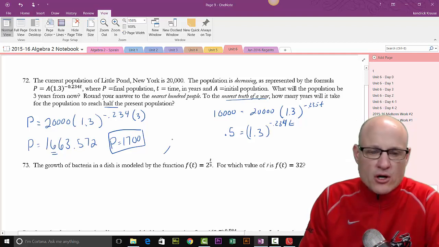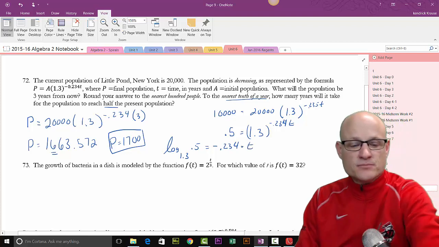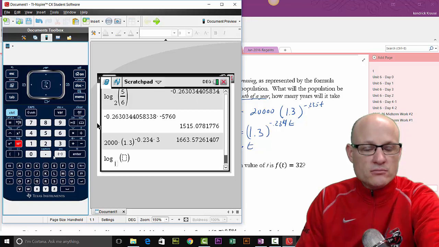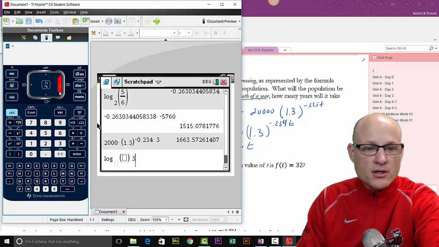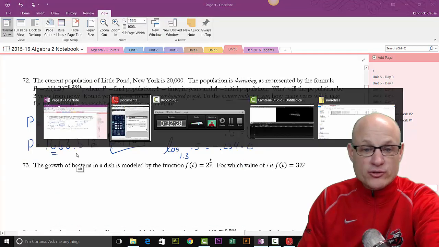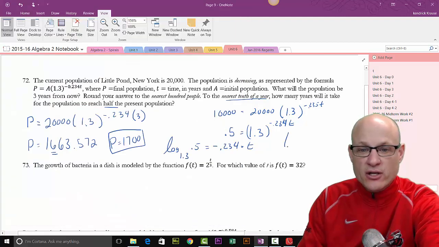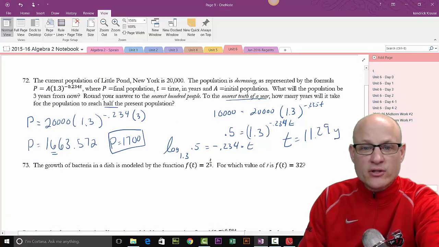Now it's all about the base, so we'll do the log. So log base 1.3 of 0.5 is equal to negative 0.234 times T. So come over to my calculator, control log base 1.3 of 0.5, enter, and then I'm going to divide by negative 0.234, and I get T equals 11.29 years. Nearest tenth of a year, so T equals 11.3 years.